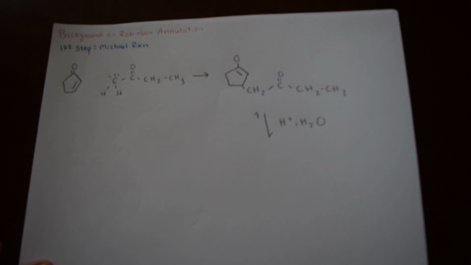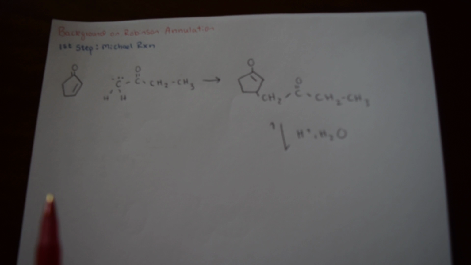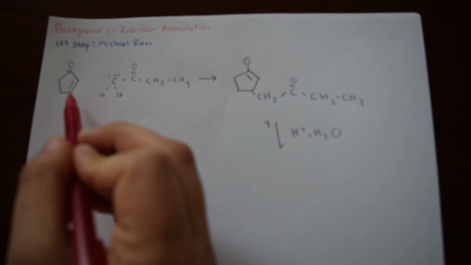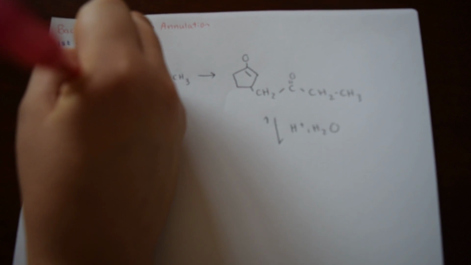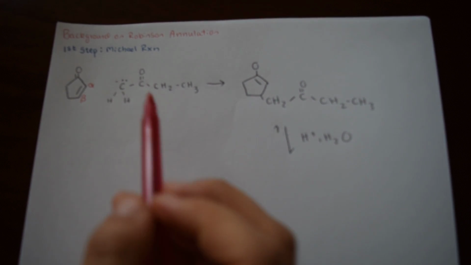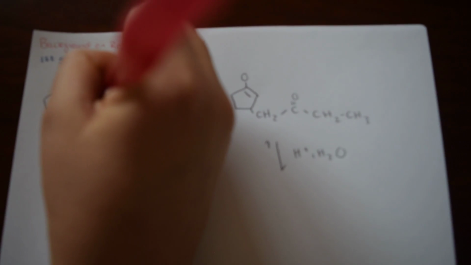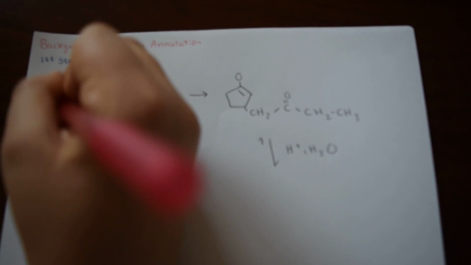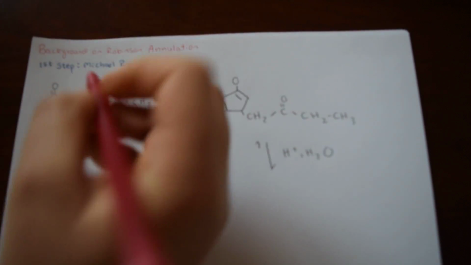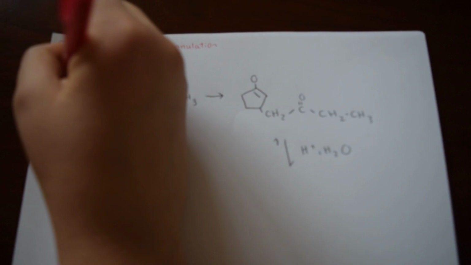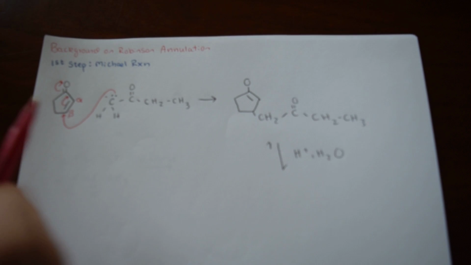So now that we know what an enolate is, we can go over the first step of Robinson annulation, which is the Michael reaction. In a Michael reaction, you're going to have an alpha beta unsaturated carbonyl compound. This right here is our alpha carbon, and this right here is our beta carbon. The nucleophile enolate is going to come in and attack the beta carbon. In doing that, this pi bond right here is going to flip up to be between the alpha carbon and the carbonyl carbon. And when this occurs, that's going to force this bond to flip up as well.